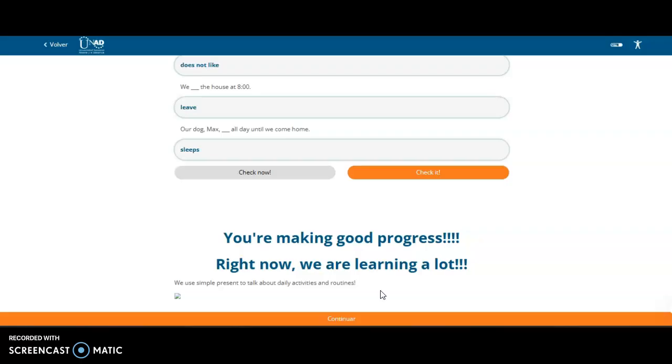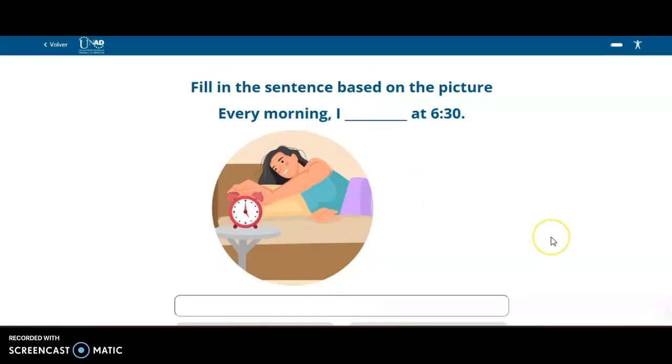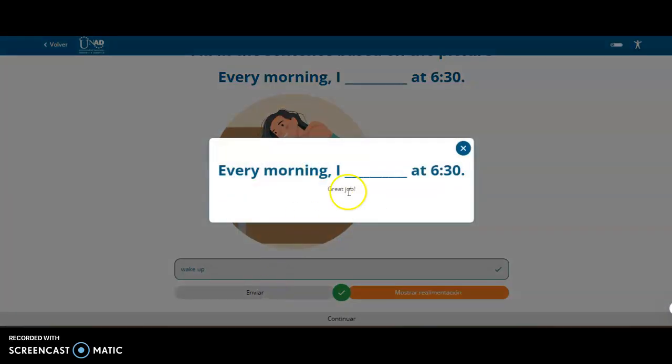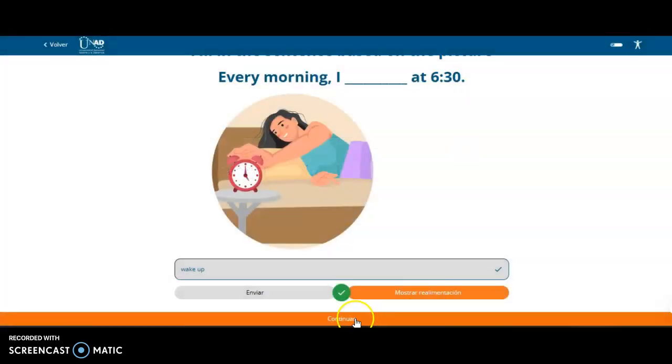This kind of activity. Okay, we are here. Now students need to practice the writing skills. In that kind of activity, we are going to fill in the sentence based on the pictures. We need to write here what can be the verb that we can use, the activity. These women are going to wake up. I said wake up. Okay, and then we need to send it. Great job. It was good work.